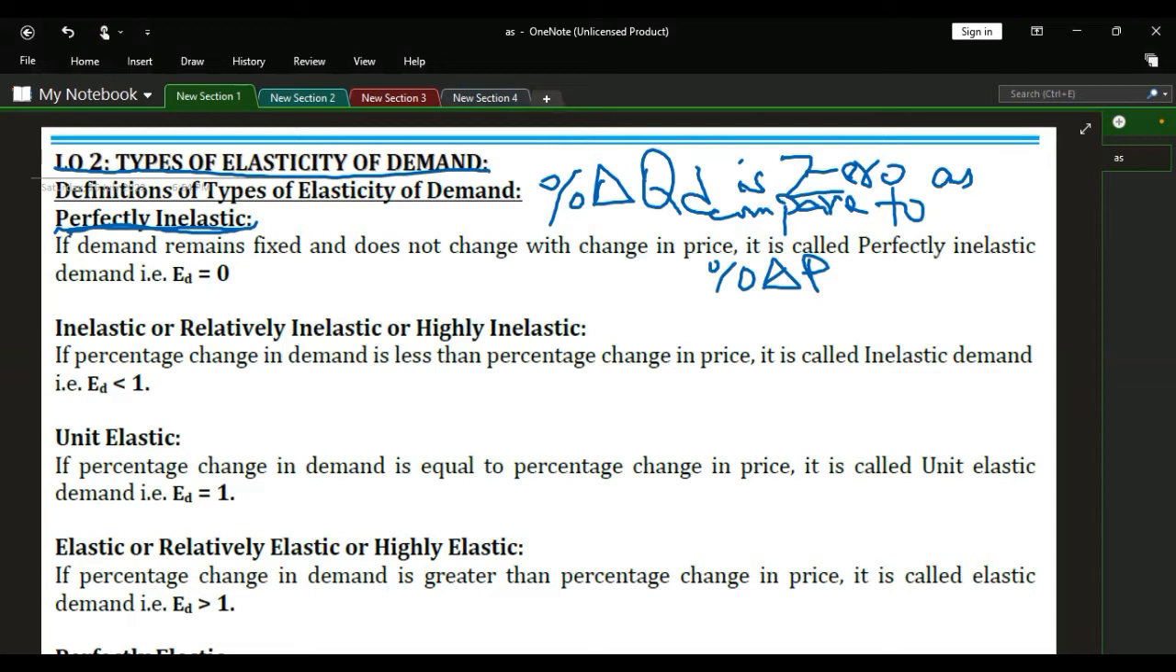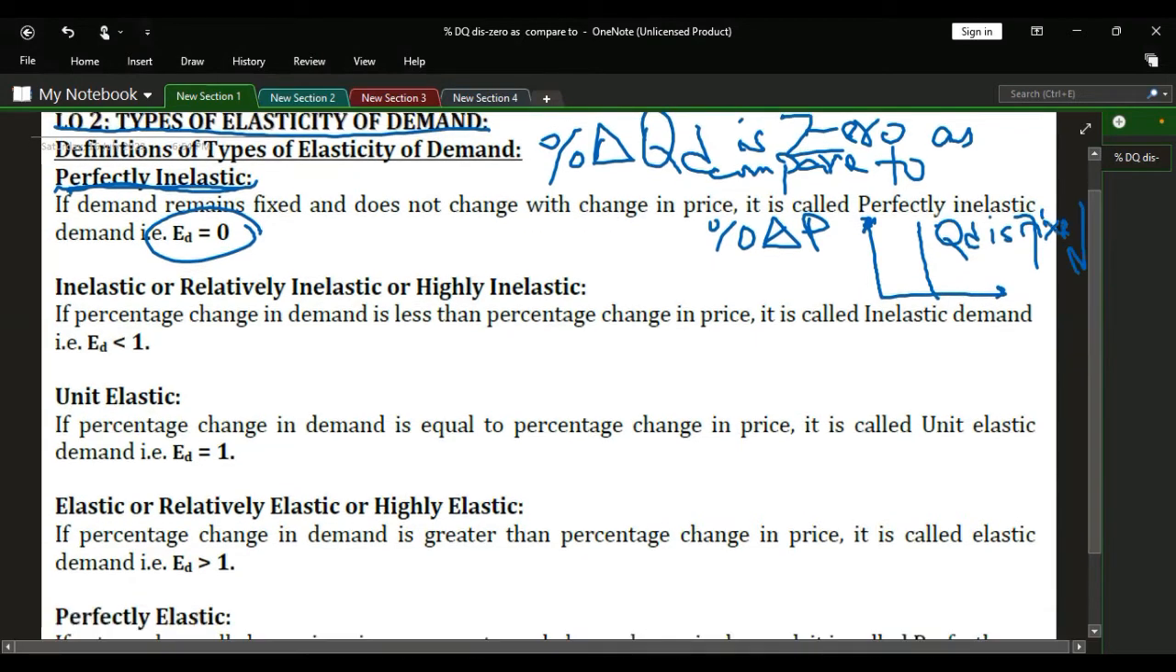It means that the change in the quantity demanded is zero. That quantity is not going to change, but the price is going to be changed. So it is also represented as elasticity of demand is equal to zero. Graphically, it is presented by a vertical curve showing that the quantity is fixed. There will be no change in quantity as compared to prices.